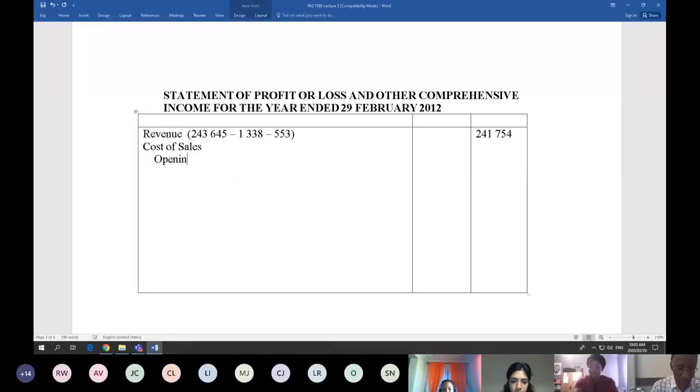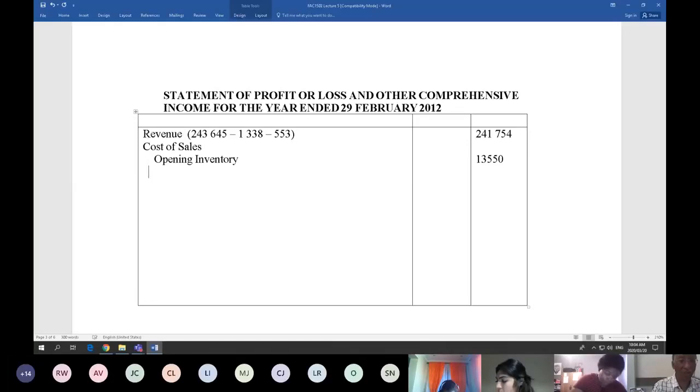Cost of sales is equal to your opening inventory, and your opening inventory, go back to your trial balance, and you will see that your opening inventory, which is inventory on the 1st of March 2011, is 13,550. To that, you must add then your purchases.